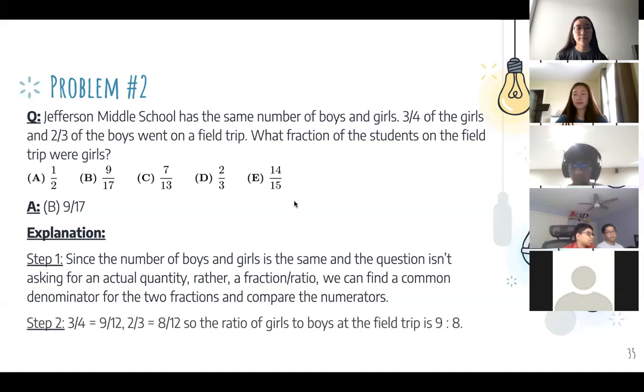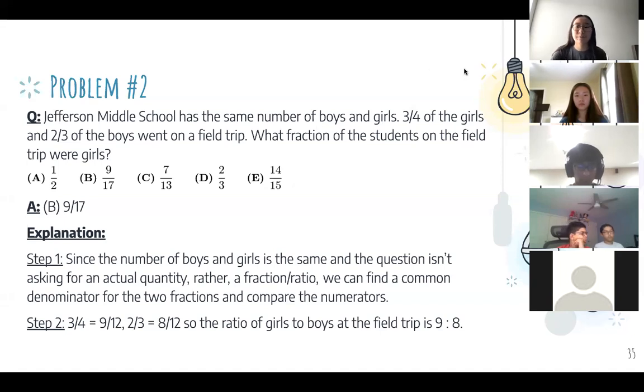The least common multiple of 3 and 4 is 12. So we use that as our common denominator, and then we get 9/12 of the girls and 8/12 of the boys. Since girls and boys have the same number of people at the school, we can just convert that directly to a ratio. So the ratio of girls to boys is 9:8.